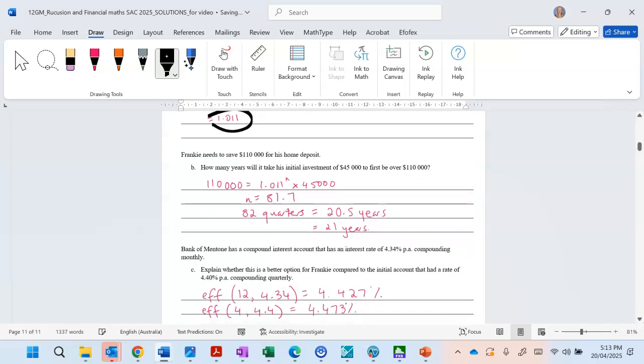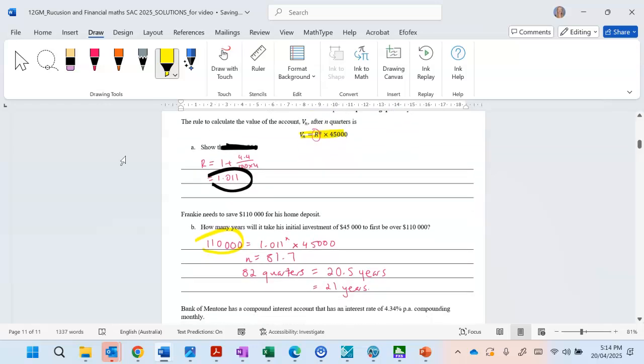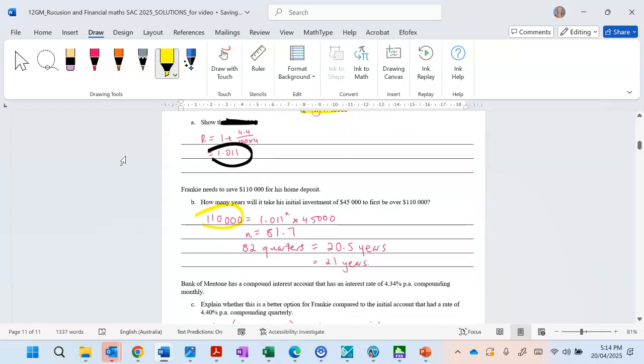Frankie needs to save $110,000 for his home deposit. How many years will it take his initial investment of $45,000 to first be over $110,000? All right, so there's several ways you can do this question. I just did it by solving this equation. So we want Vn to be equal to 110,000, and we're just solving for n. So we're keeping the rule, we're just solving for n. Now it's not a show that question, so you don't have to show any calculations.